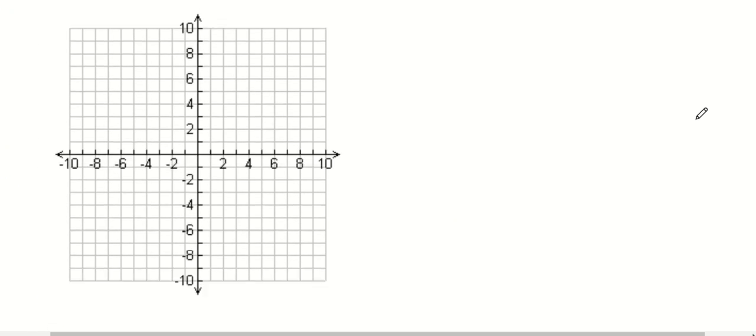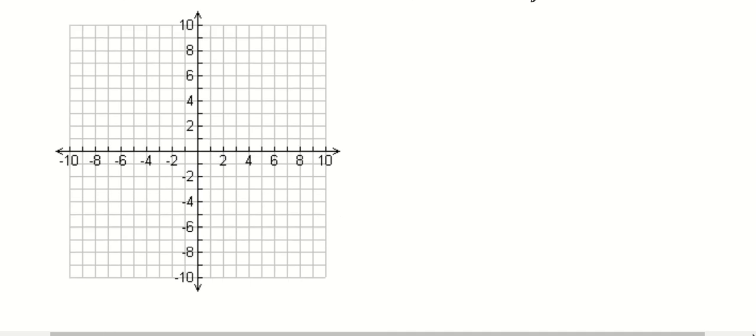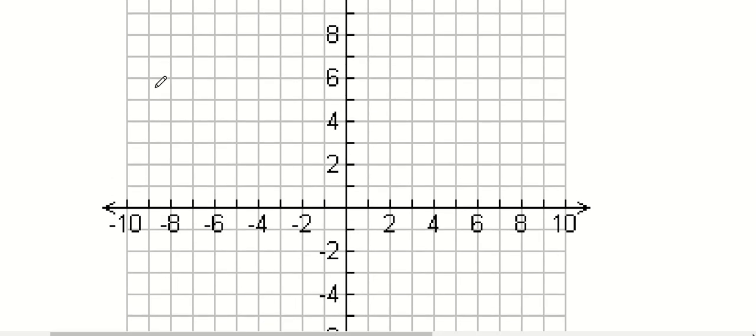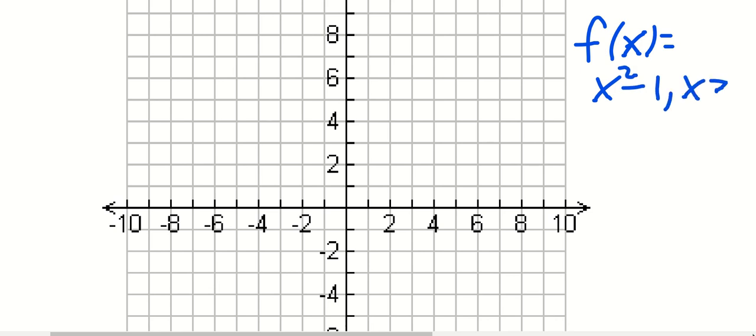They now want us to go ahead and graph these two functions on the same set of axes. So let's go ahead and do that. Remember, f of x was x squared minus 1 with a restricted domain of x greater than or equal to 0, that's going to look like this.